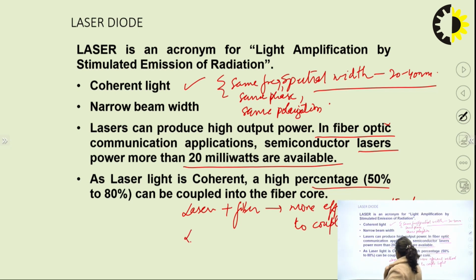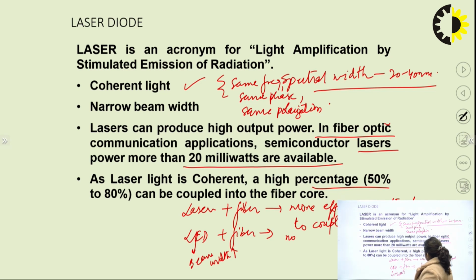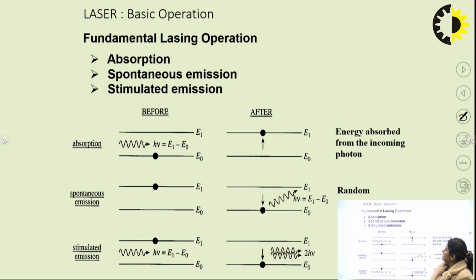While if you are using LEDs plus fiber, obviously the beam width of the LEDs is much wider. So that's why it is not as efficient to couple light from the LED to the fiber. So that's why we use lasers as a semiconductor device in different optical fiber projects or optical fiber industrial applications. So if we see the basic operation of the lasers, the fundamental lasing operation.